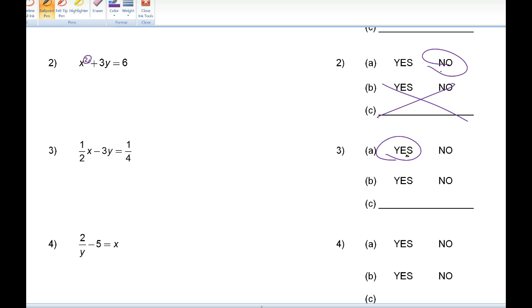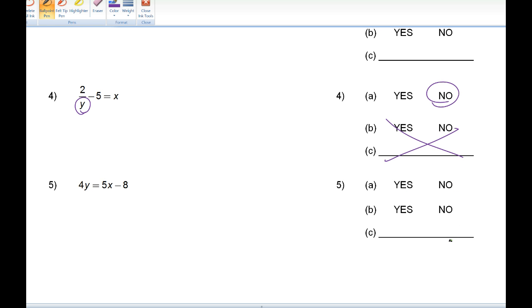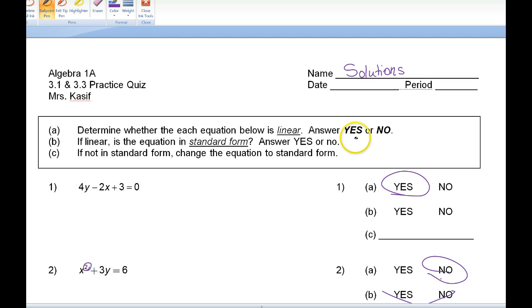No, why not? Because there is a y in the bottom. So that means for parts B and C here, I don't even need to answer them, so I just cross that out. We're just answering the first part, and now we'll go back and address number 5. Yes. Okay, now, once we know it is a linear equation, we want to put it in standard form.